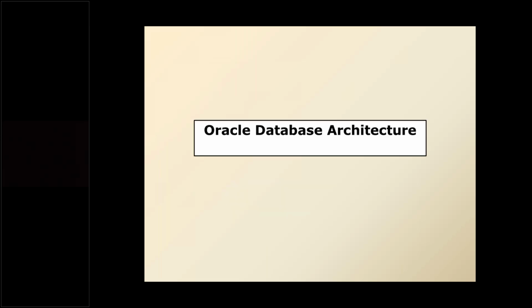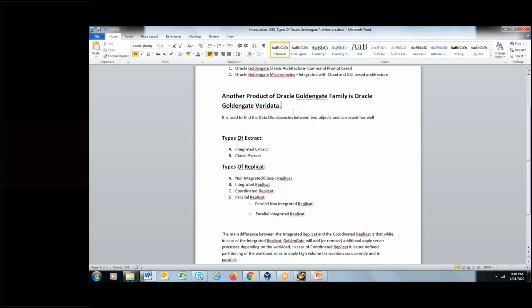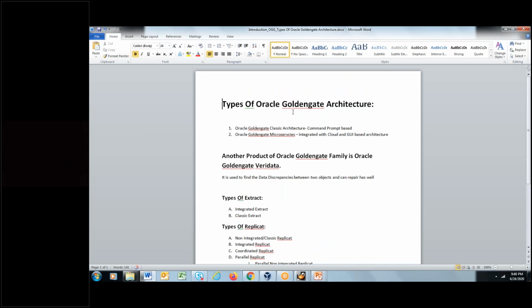Okay, so the training we are doing today is related to Oracle Golden Gate classic architecture. Before I proceed to Oracle database architecture, let me proceed with the types of Golden Gate architecture. There are two types of Oracle Golden Gate architecture available in the current scenario. One is Oracle Golden Gate Classic Architecture and the second is Oracle Golden Gate Microservices Architecture.